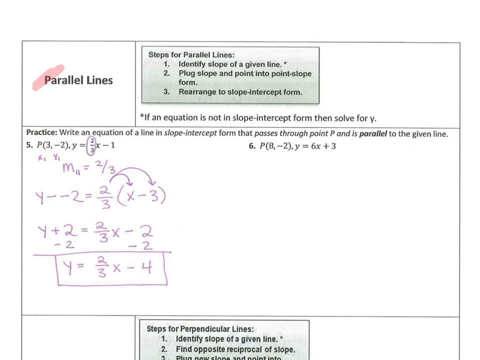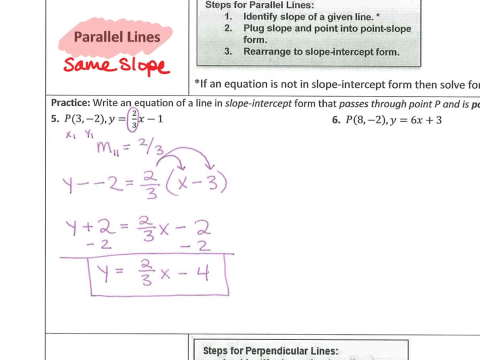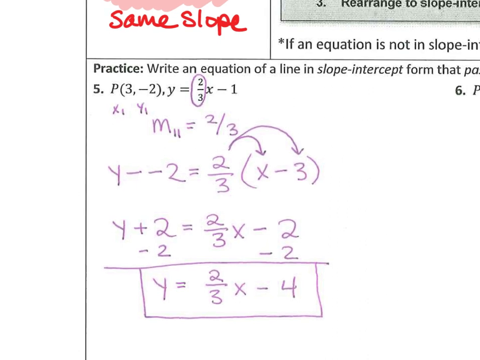Remember, when we do parallel lines, that the slope should be the same. Let's write that note for ourselves. Parallel lines are the same slope. So if we look at the steps I've done in question number 5, to write an equation of a line in slope-intercept form that passes through point P and is parallel to the given line, look at my steps. What did I do first right here that I'm pointing at with my little arrow?